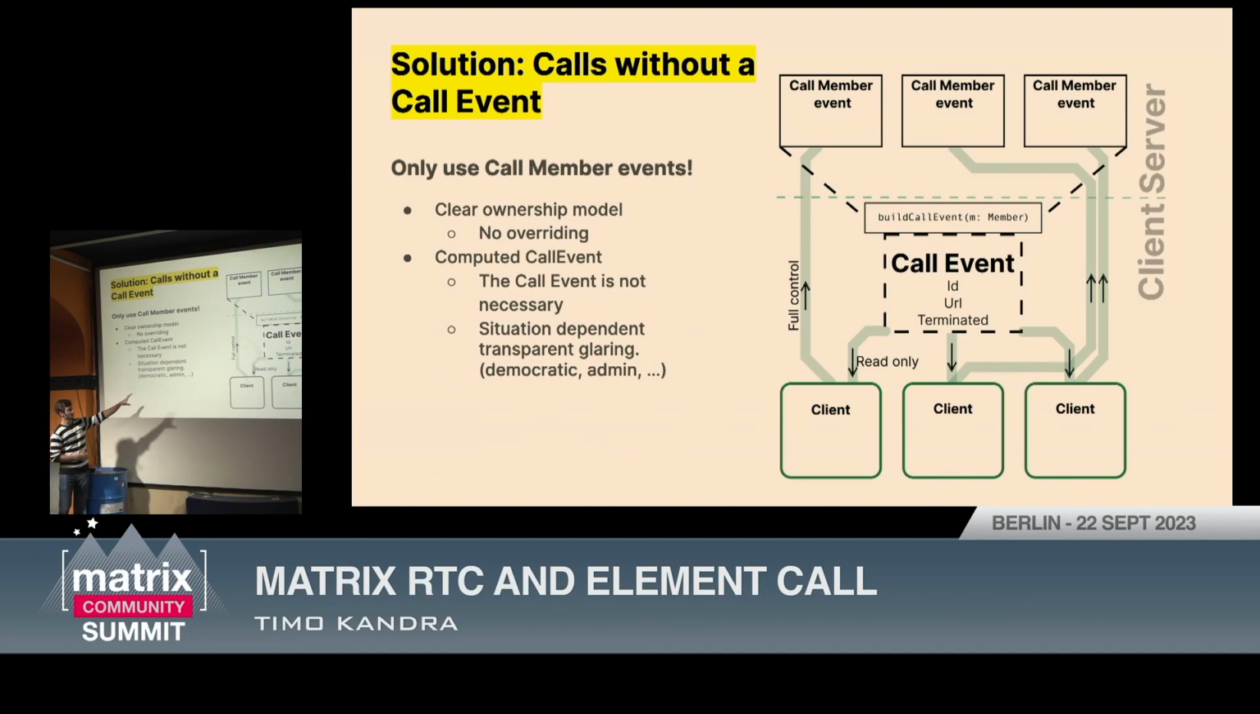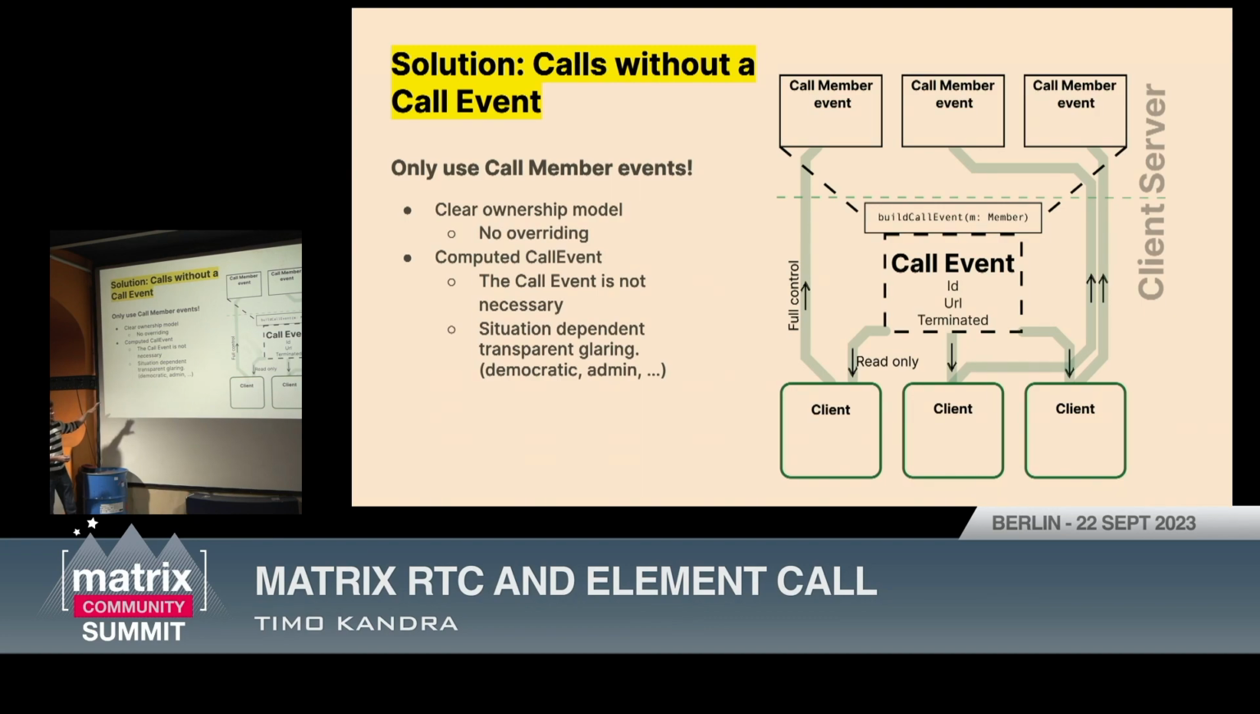So here we have the new structure. Now the server just has call member events, no call event itself anymore. And on the client side, we have a computation function which takes all the member events, the array of members, and then computes a call event, kind of. And that is really good because we now have a proper, clear ownership model, where one client has one call member event which can only be changed by this one client and nobody else. And this computed event also gives us some good features.